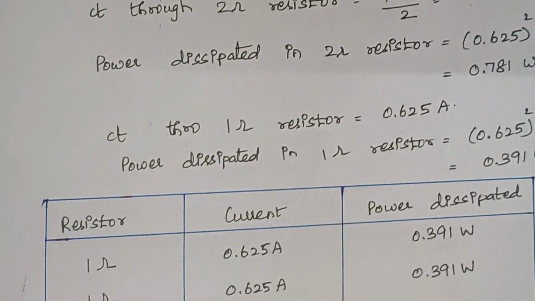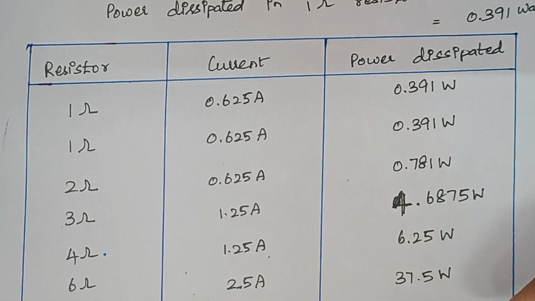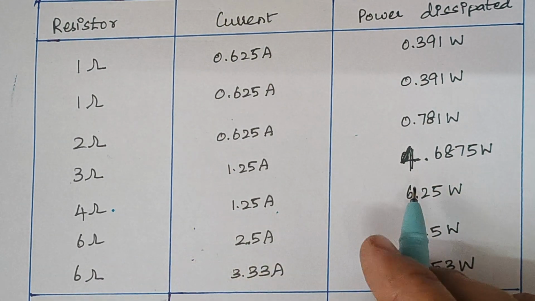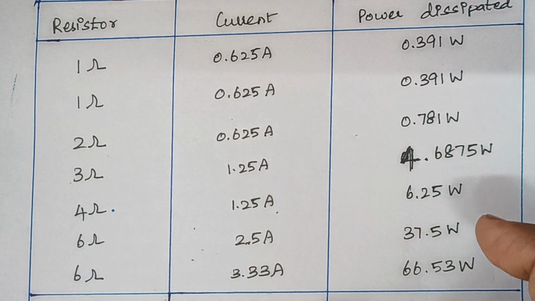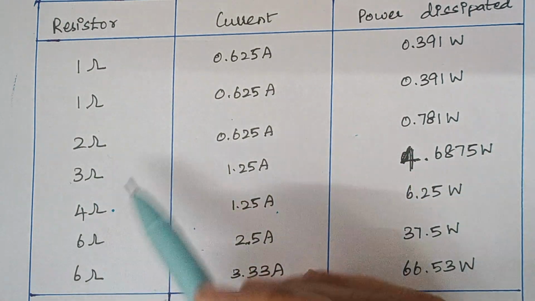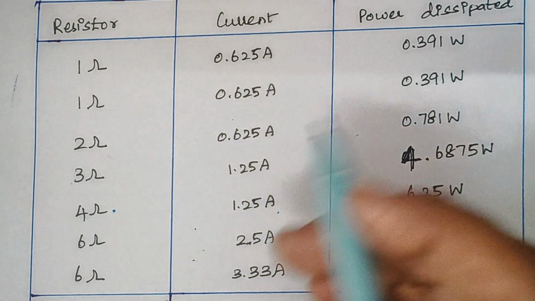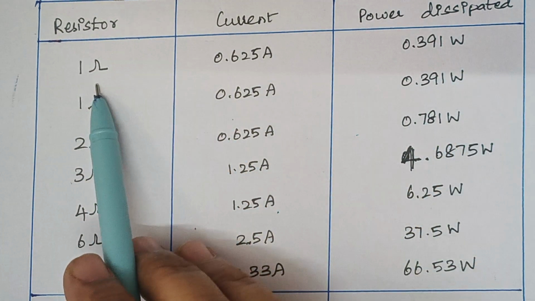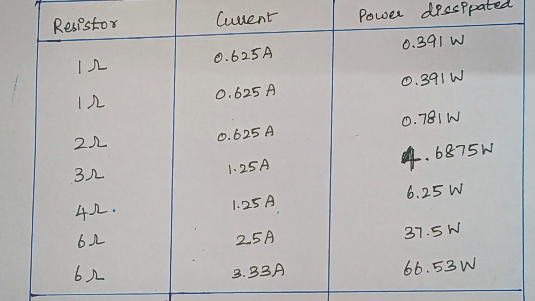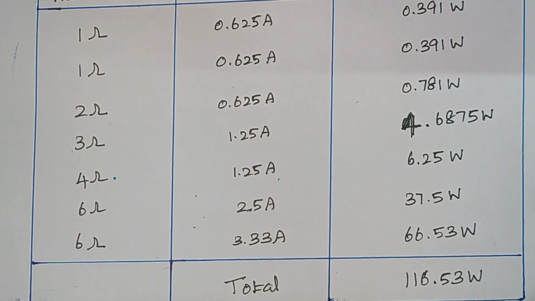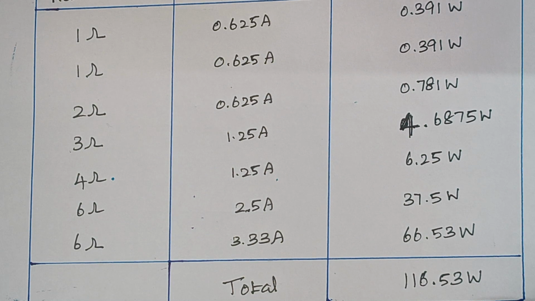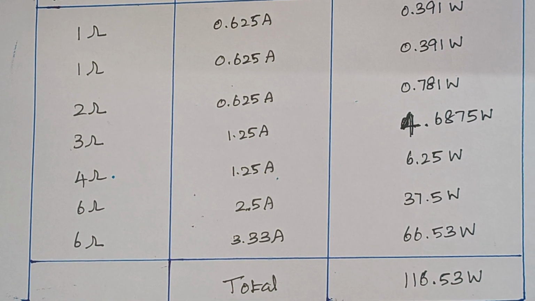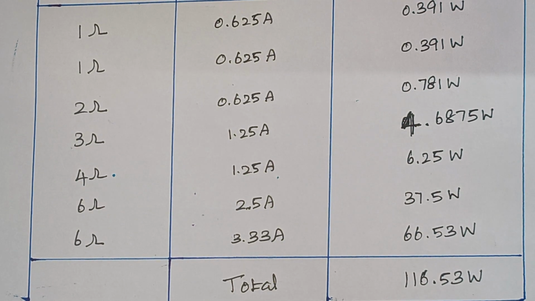So finally, we have just made a tabulation of power dissipated in each resistor. That's it. So totally 2, 4, 6, yeah, 7 resistors here, and we had individually written the answers, that is the power dissipated in the 1 ohm resistor, 2 ohm, 3 ohm, 4 ohm, like that. And here the total power dissipated is 116.53 watts. Now we can easily cross check whether the value is right or wrong.